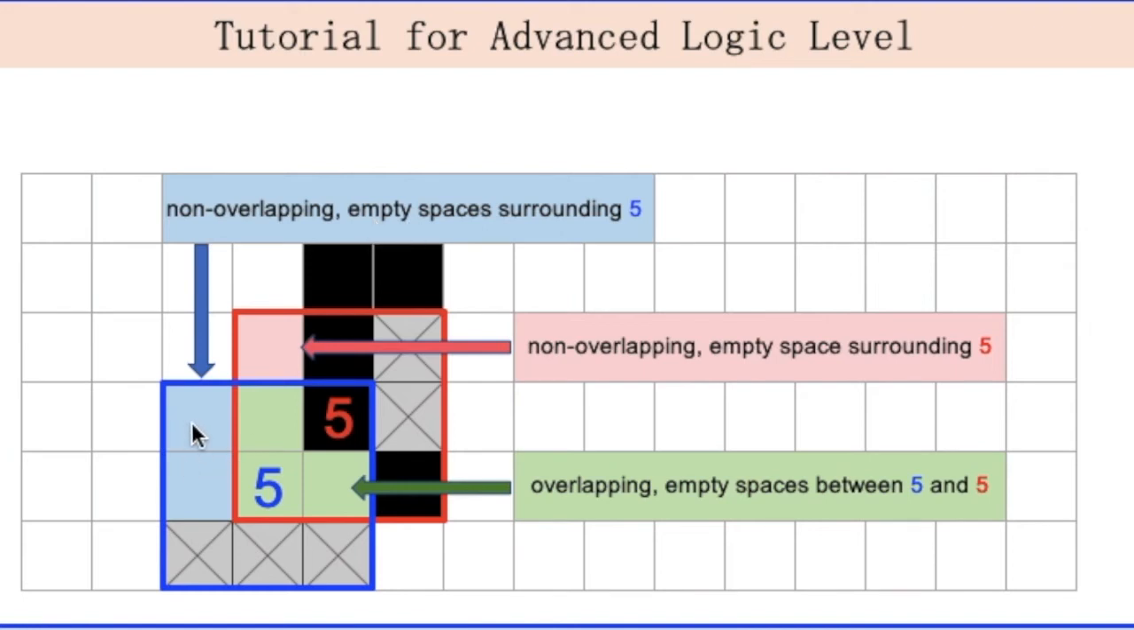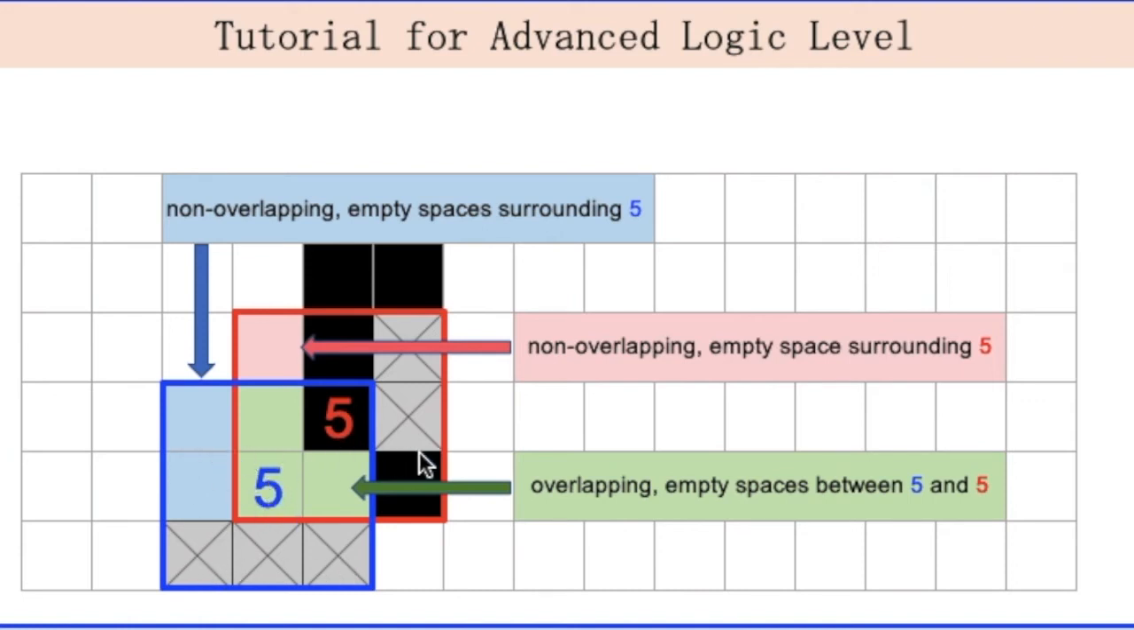We're only interested in the empty spaces. The object of this whole thing is to fill in all the empty spaces, whether black or gray. So we're only interested in the empty spaces. So the first area is the non-overlapping empty space surrounding the blue 5, this number.